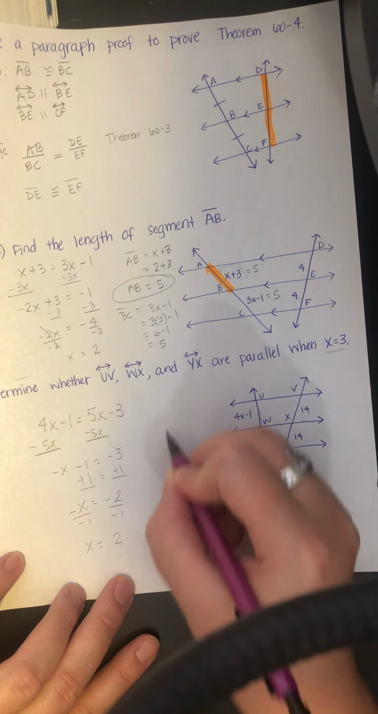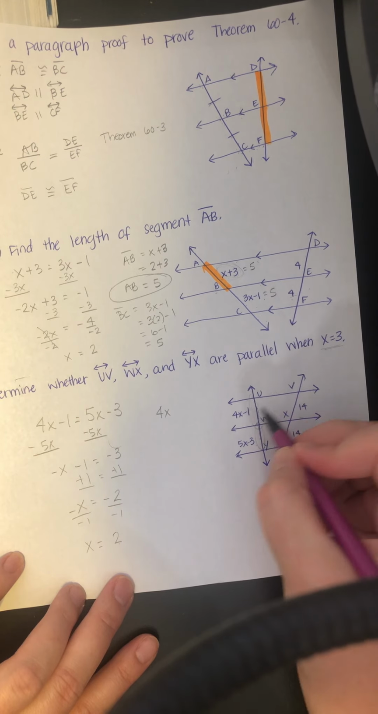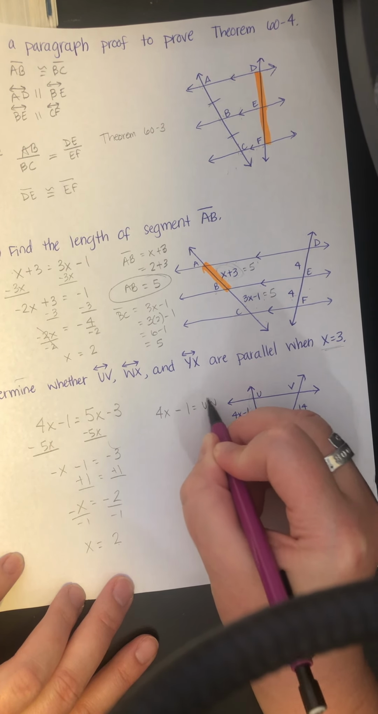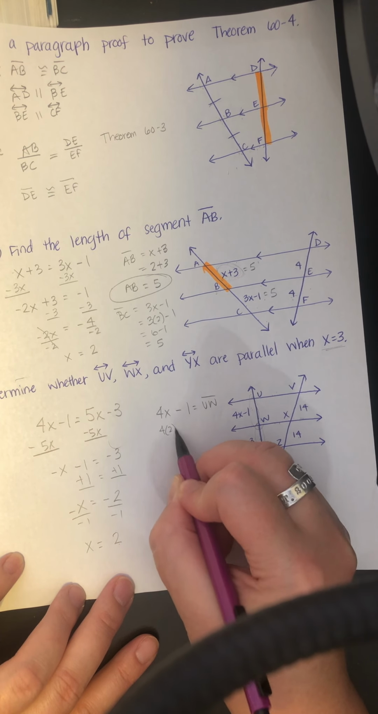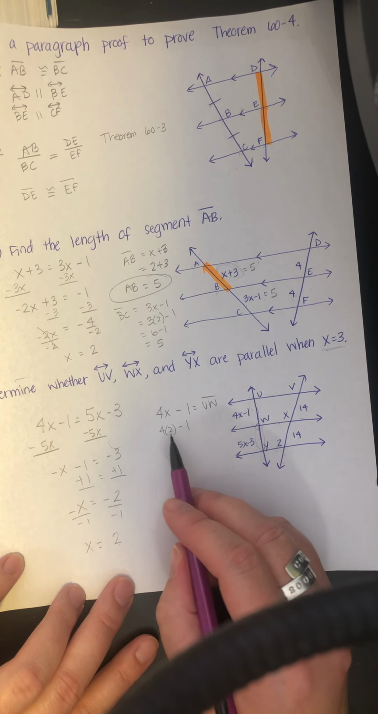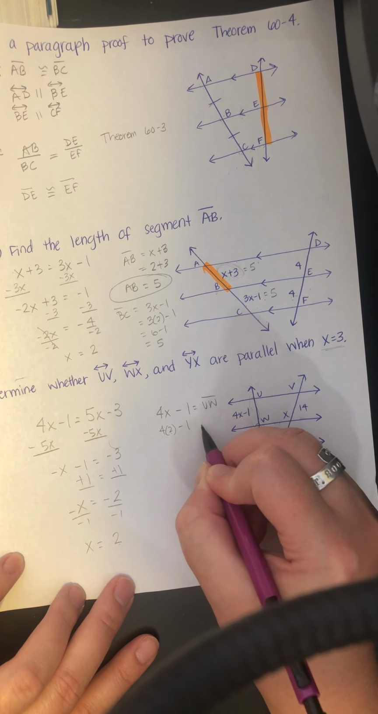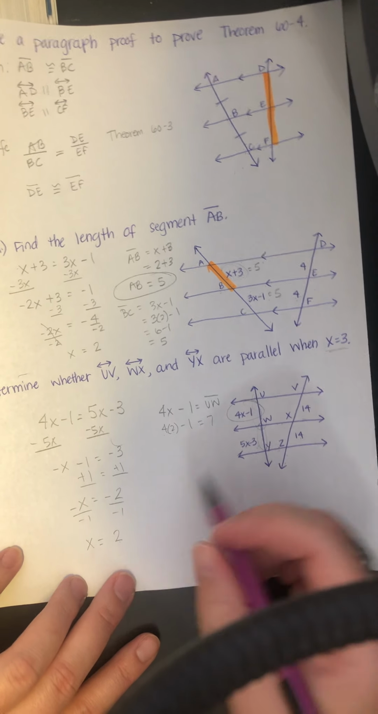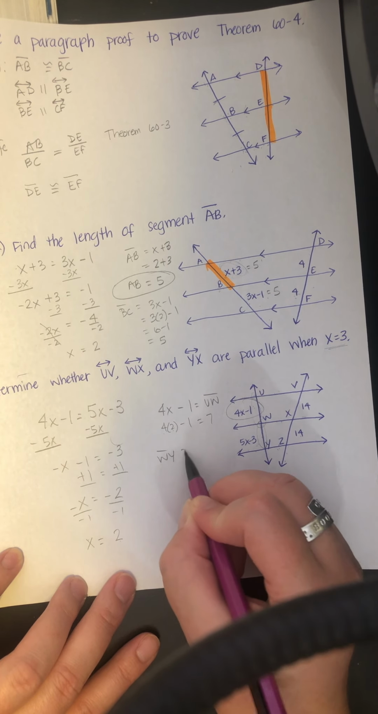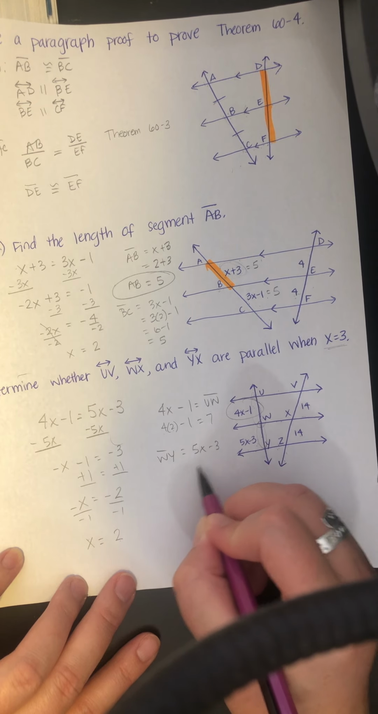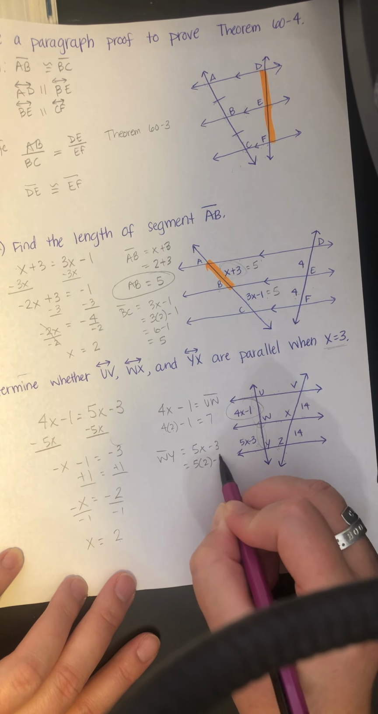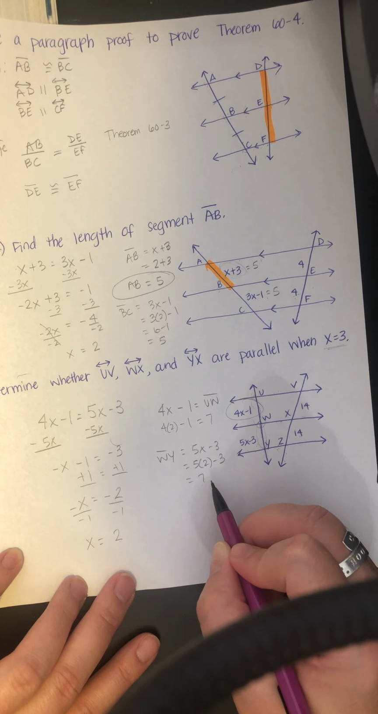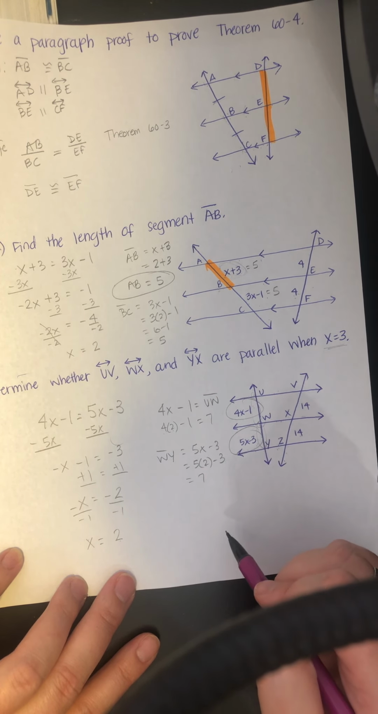Okay, so this is segment UW, 4x minus 1. If you plug 2 in, 4 times 2 is 8. 8 minus 1 is 7. So this guy right here is 7. Let's find out what WY is. 5x minus 3. If you plug 2 in for x, you get 5 times 2, which is 10, and 10 minus 3 is 7. They're both congruent to each other when x is 2.